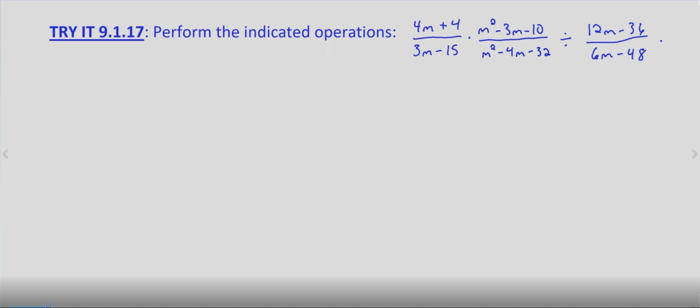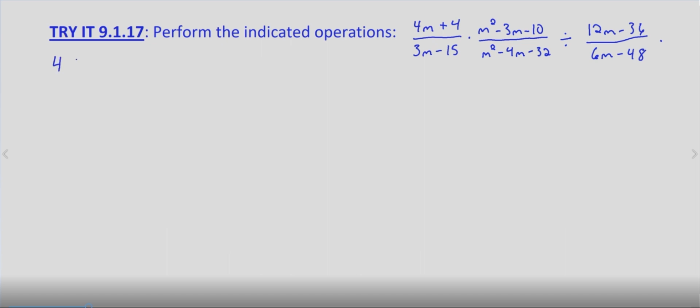So our first step is we need to write the division as a multiplication. So we flip it and multiply. We take the reciprocal and we multiply. So we write down 4m plus 4. And since the next step is factoring anyways, let's go ahead and factor these first two rational expressions. 4m plus 4, well, that has a common factor of 4 in both terms.